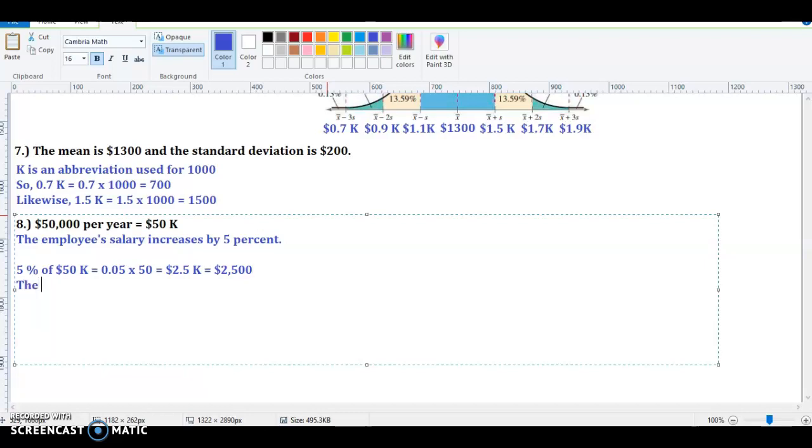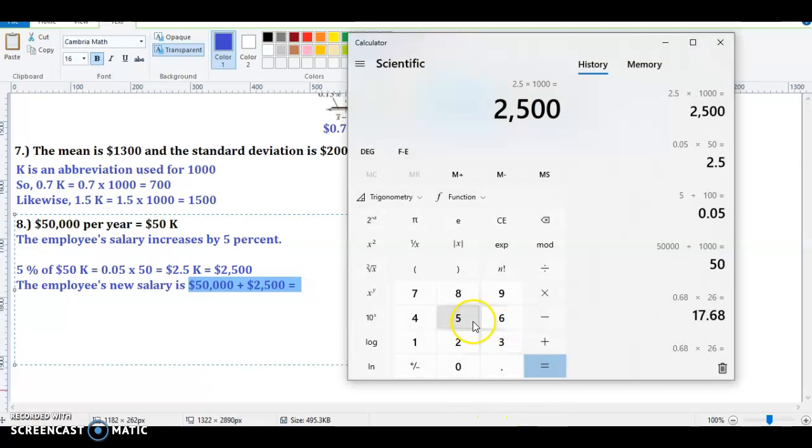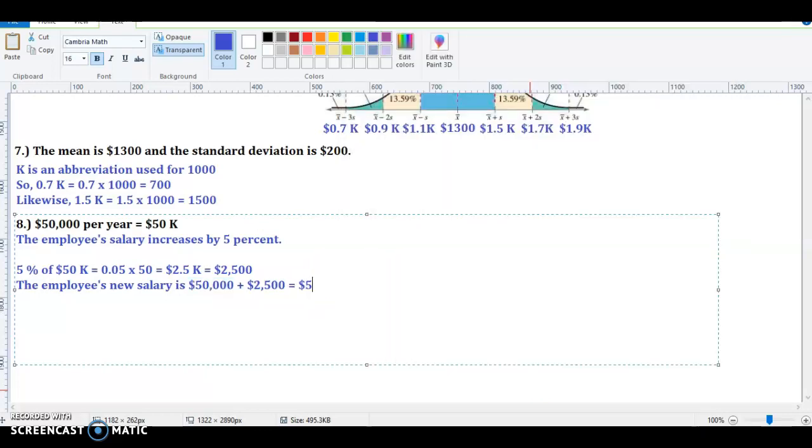So the employee's new salary is 50,000 plus 2,500. 5% of 50,000 ended up being 2,500. When we add those two numbers together, 50,000 plus 2,500, we get the employee's new salary, which is 52,500. So the employee's final salary after the 5% raise is 52,500.